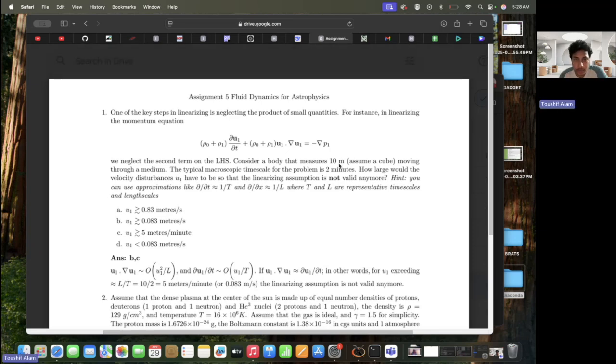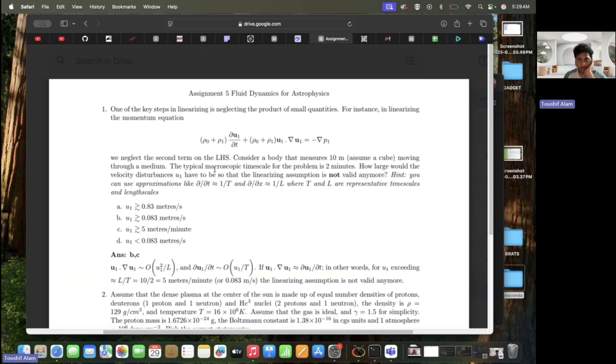The product of small quantities. So for instance, linearizing the momentum equation, rho naught plus rho 1, del u1 del t, plus rho naught plus rho 1, u1 dot grad u1, is minus grad p1. When you neglect the second term on the LHS, consider a body that measures 10 meter cubed moving through a medium. The typical macroscopic time scale for the problem is 2 minutes.